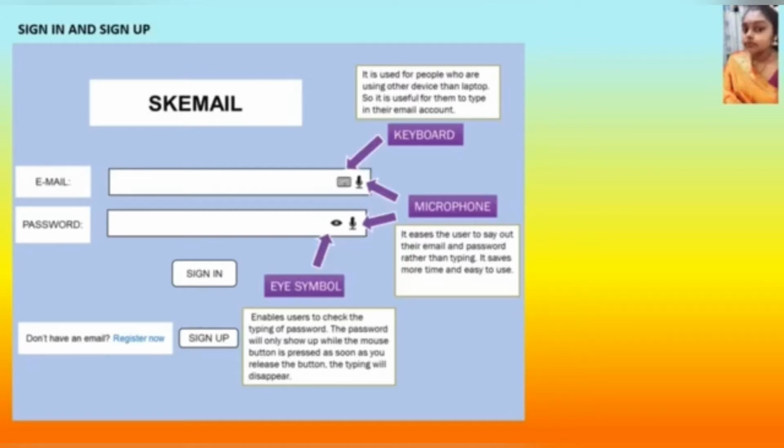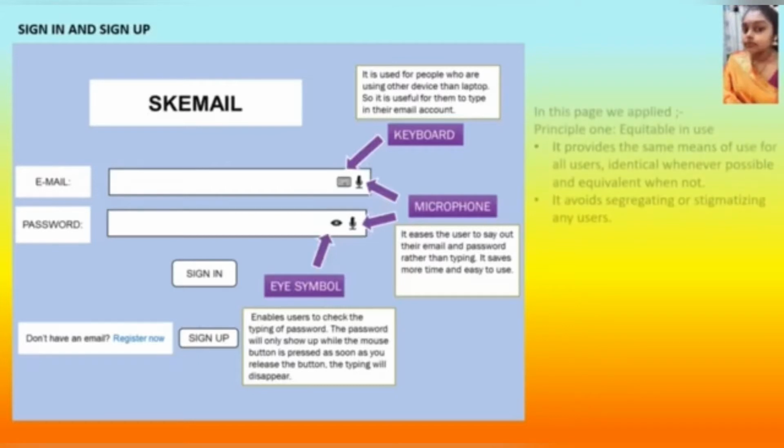The microphone is used by the user to say out their email and password rather than typing. It saves more time and is easy to use. And the eye symbol enables the user to check the typing of the password. The password will only show up while the mouse button is pressed. As soon as you release the button, the typing will disappear.